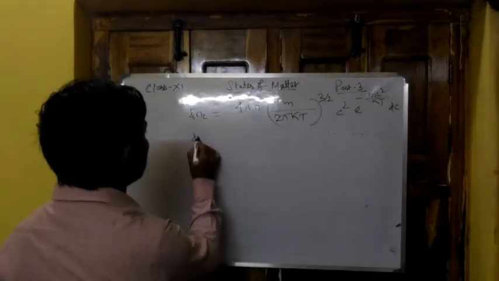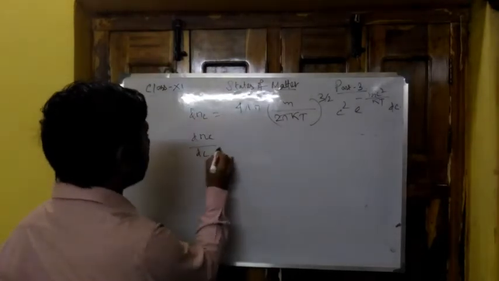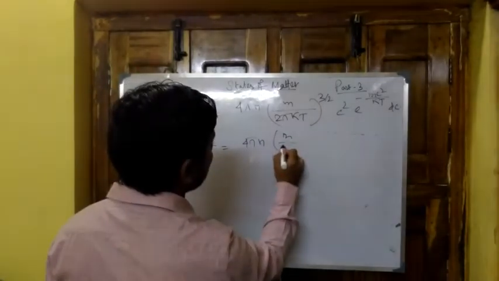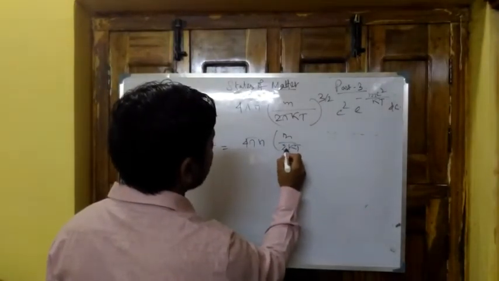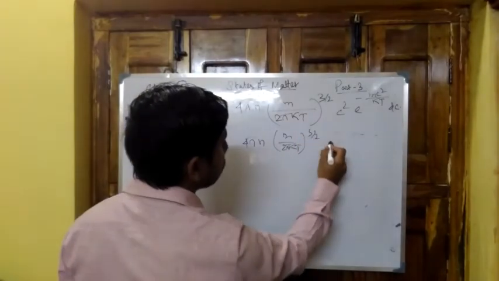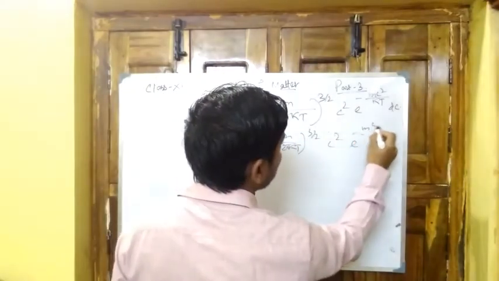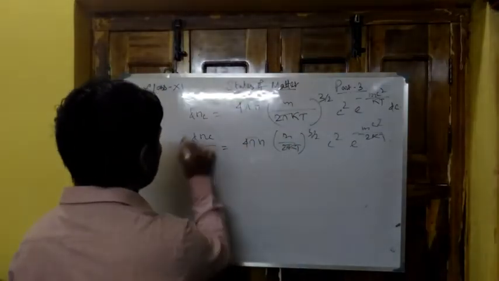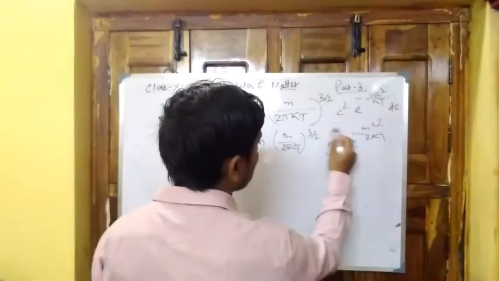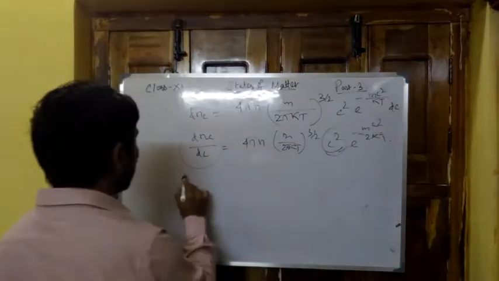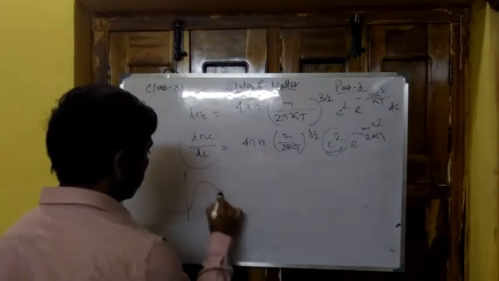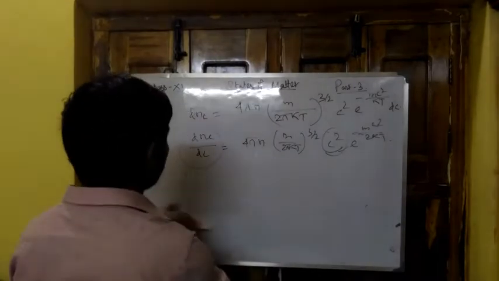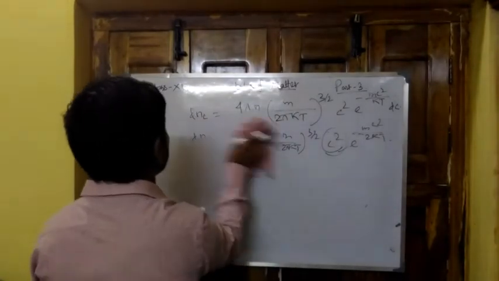And by taking dNc by dc, we can make the graph, that is 4 pi n m by 2 pi kT to the power 3 by 2 c square e to the power minus mc square by 2 kT, and using this, that is dNc by dc, to c, that is molecular velocity, we can make this graph, that looks like that. Now next, that is kinetic molecular theory of gases.